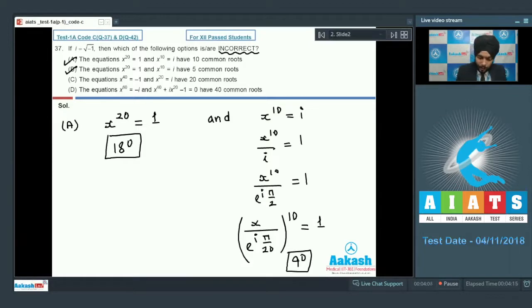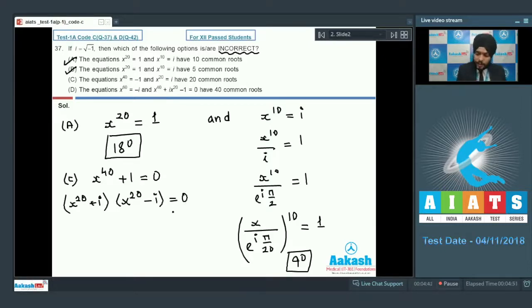Now let us talk about option number C. Equation x^40 equal to -1 and x^20 equal to iota have 20 common roots. So x^40 plus 1 equal to 0 can be factorized as the roots of -1 are iota and minus iota. So (x^20 plus iota) and (x^20 minus iota). That means x^20 equal to iota is a subset of the solution of the first equation. That means these two equations have 20 common roots. Option number C is wrong. Why it is wrong? Because it is correct. And we have to choose the incorrect ones.